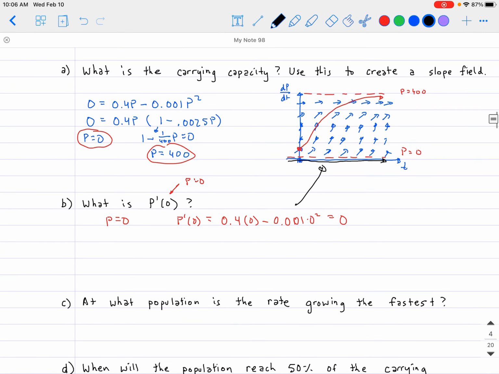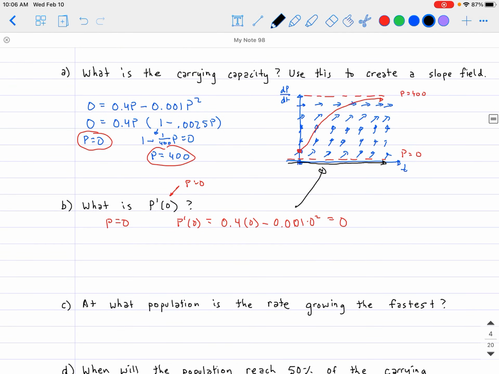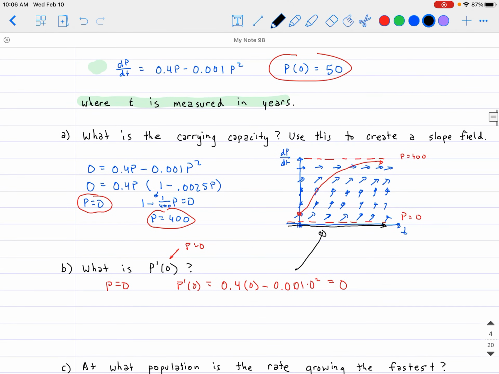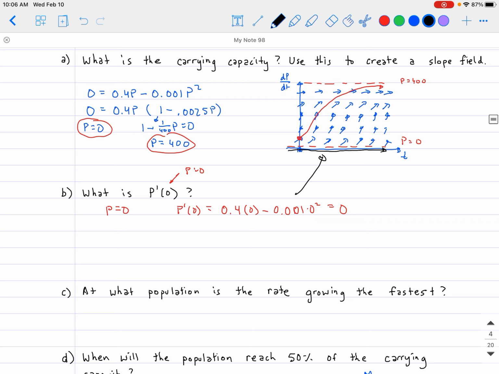Okay. All right. Next, at what population is the rate growing the fastest? Well, I want to know where dP dt is going to be the largest. So what we can do is go back to our differential equation over there. So dP dt is largest, that's what we're solving for.